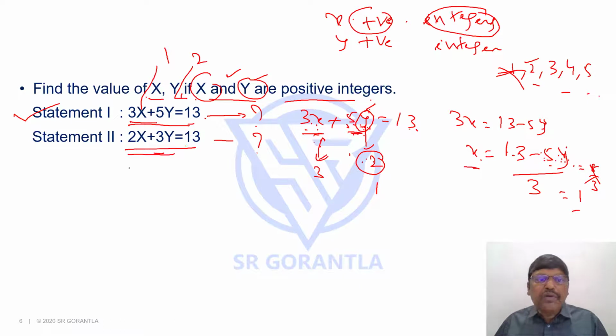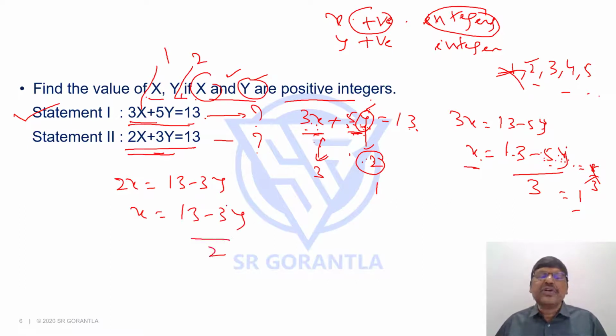Can I say statement 2 alone is sufficient for the same reason? Students, look at this. 2x is equal to 13 minus 3y. x is equal to (13 minus 3y) by 2. Students, if y is 1, 13 minus 3 is 10, by 2 is 5, acceptable. If y is 2, 3 times 2 is 6, so 13 minus 6 is 7, by 2 is 3.5, not acceptable. y cannot be 2. If y is 3, 3 times 3 is 9, 13 minus 9 is 4, by 2 is 2, acceptable.